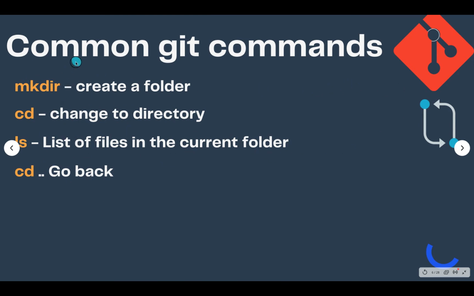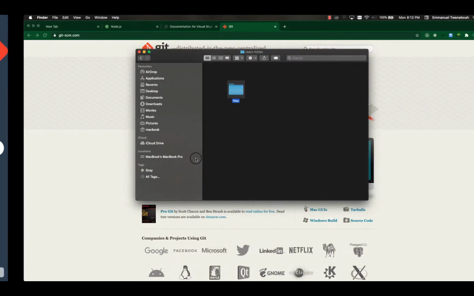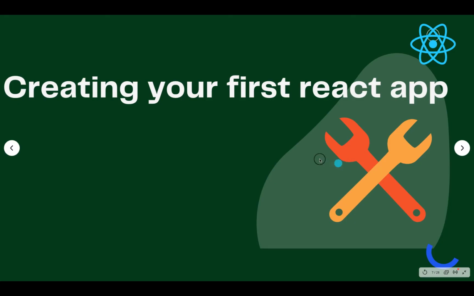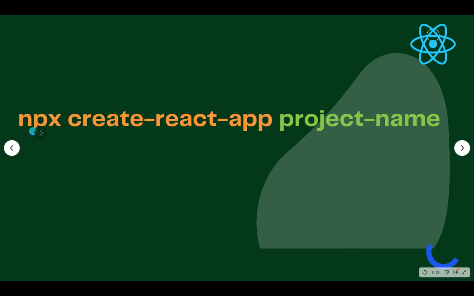Now that you know the common Git commands we are going to use, let's go into our slides. We are going to create our first React application. If you're happy as I am, let's get started. Let's go to the next slide. The command you are going to use to create the React app is npx create-react-app and then the project name. The project name is the name of the project you are creating.